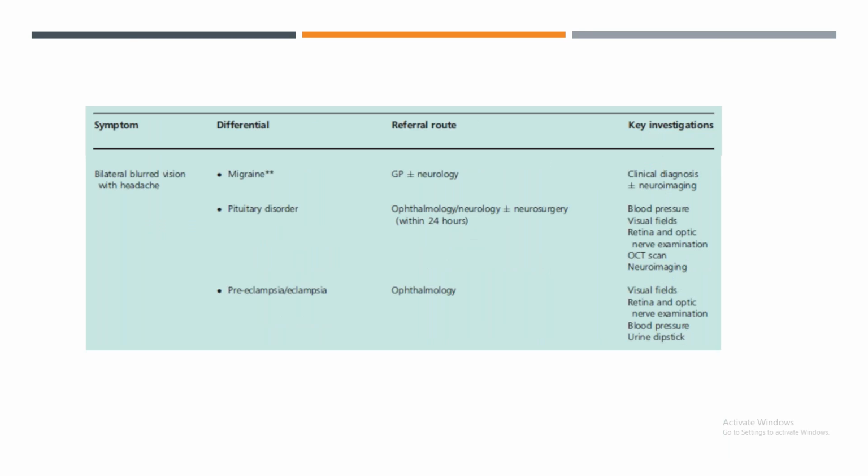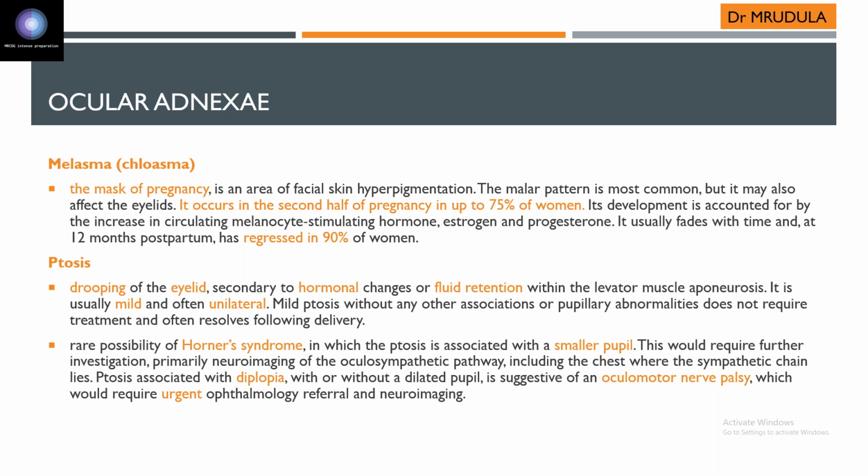Then bilateral blurred vision with headache. With headache, the differential diagnosis is migraine, pituitary disorder, and preeclampsia, eclampsia. Again, as I told you, pituitary disorder can be an emergency because the major differential diagnosis for a pituitary disorder is pituitary apoplexy, which we are going to discuss later. So it is an emergency condition. Now coming through the ocular conditions one by one.